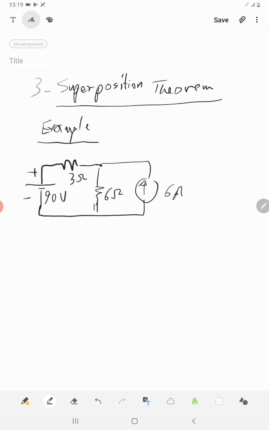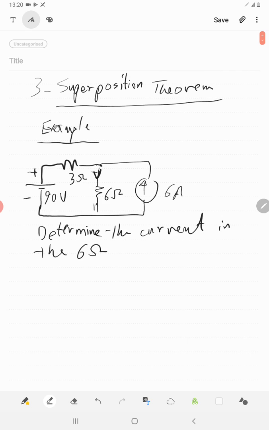Now, if we look at this circuit, what we want to determine is the current in the 6 ohms resistor using the superposition theorem.